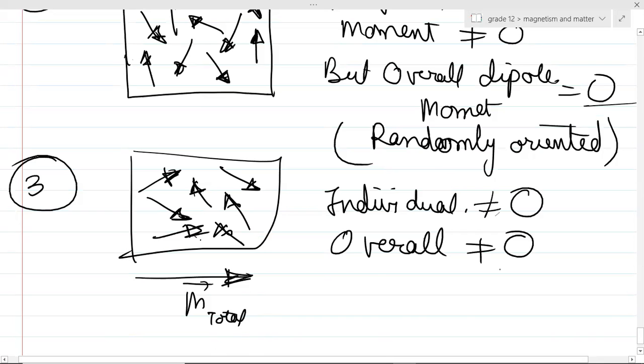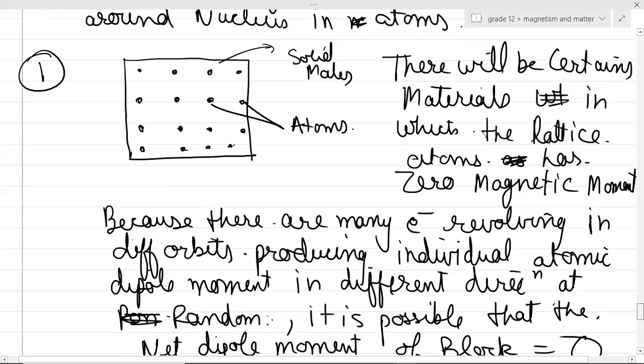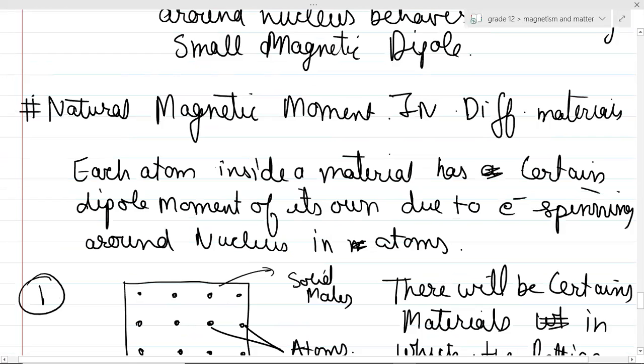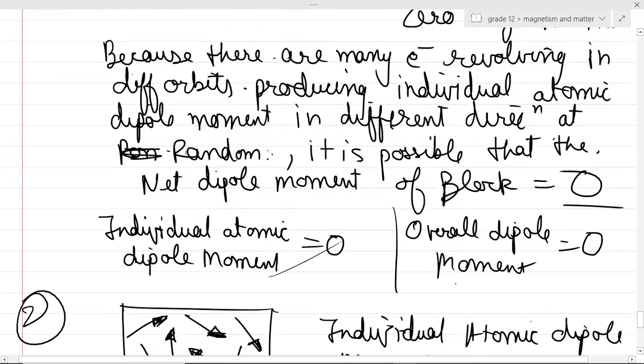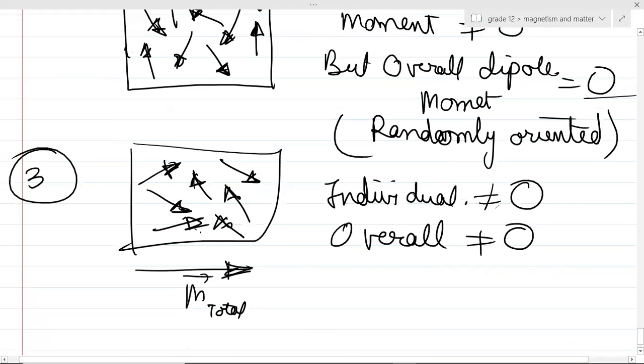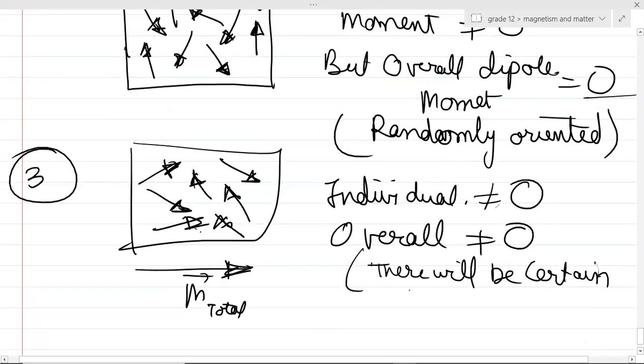So is it clear, guys? In the natural magnetic moment, these are all different possibilities that exist. Individual can be 0, and overall will be 0. Individual cannot be 0, but still overall can be 0. And third is individual cannot be 0 and overall is also not equal to 0, right? So these are three different types in different materials, right?